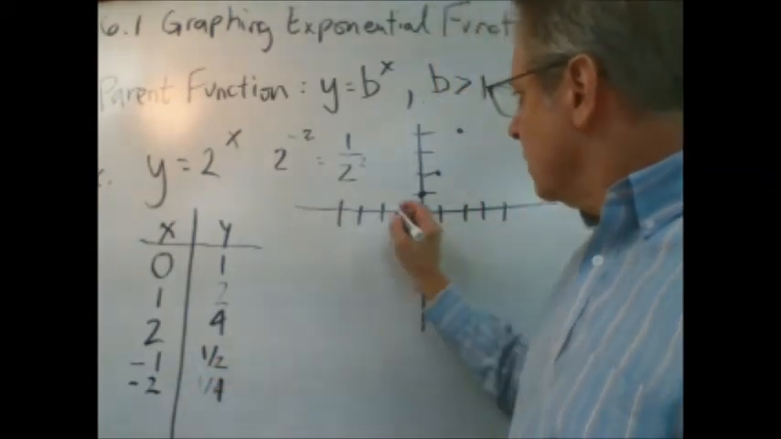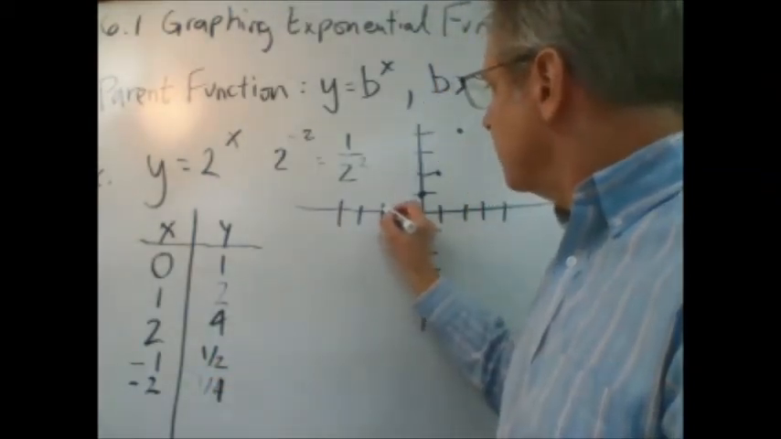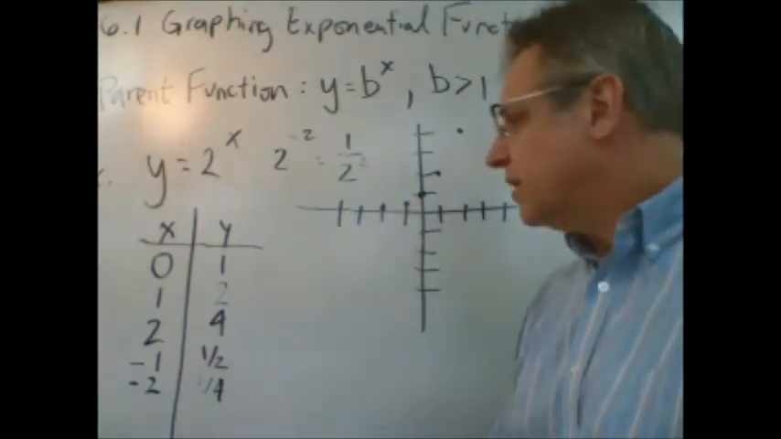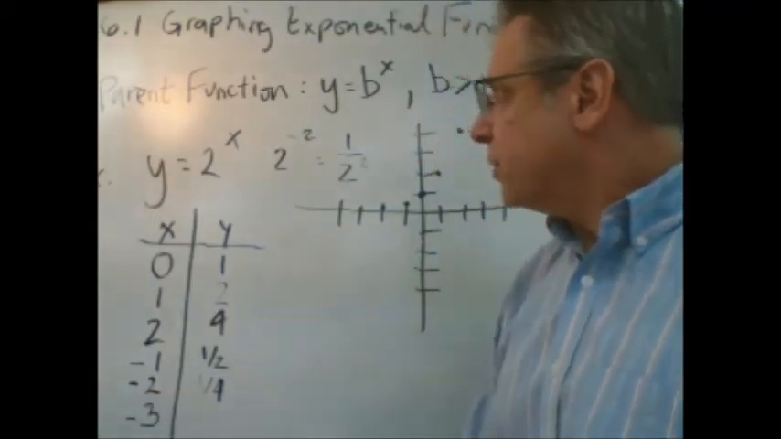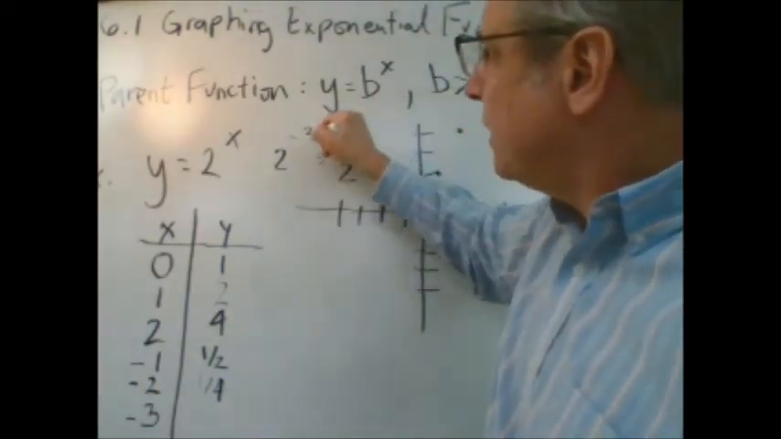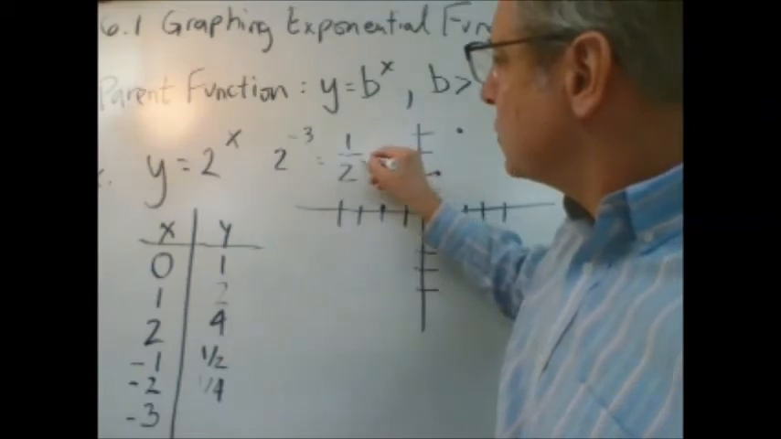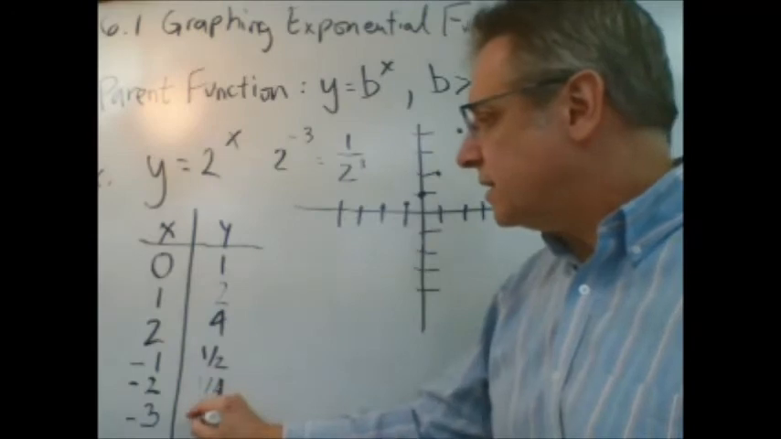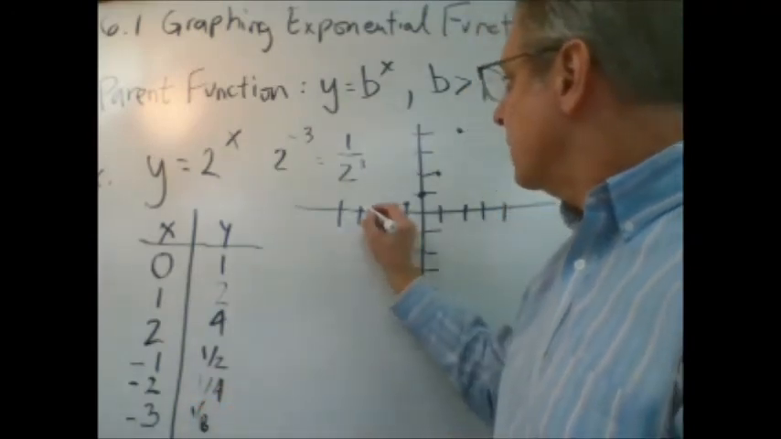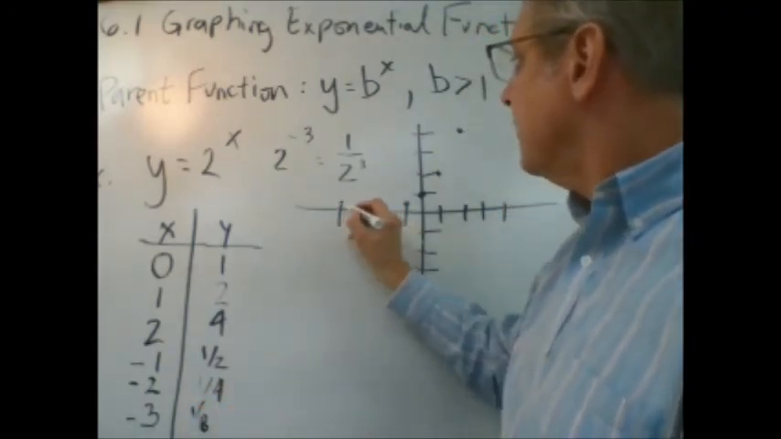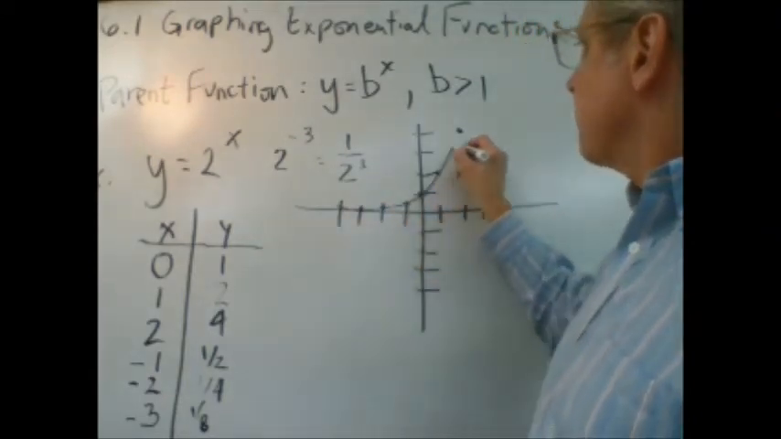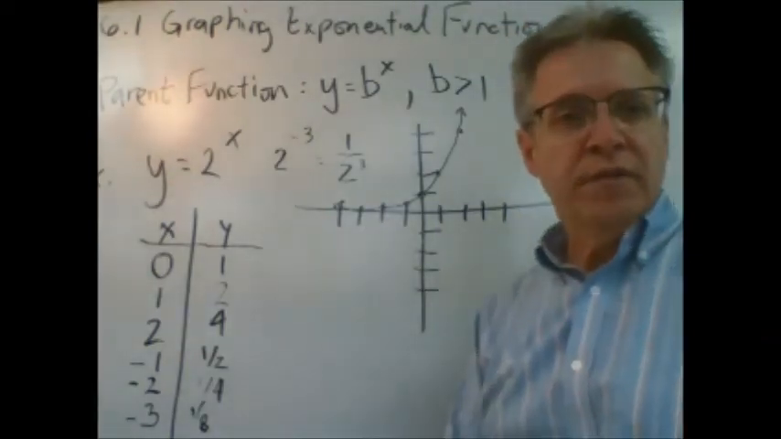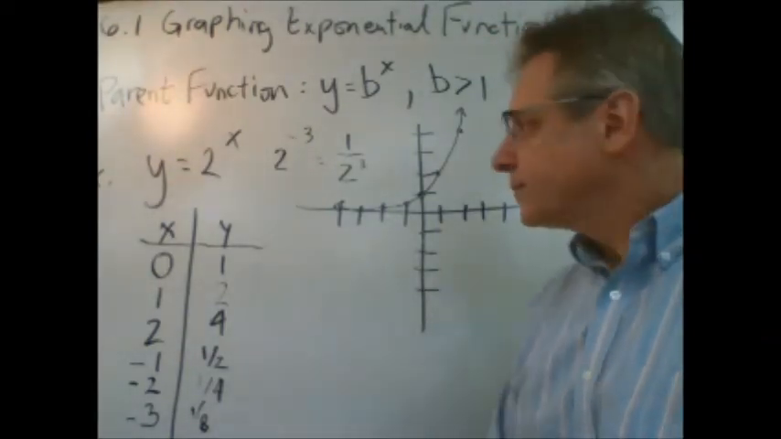And so we appear to be getting closer and closer to the x-axis as we go more negative with the x values. And finally, negative 3, if I put a negative 3 in here, this just becomes 2 to the third power in the denominator, or 1 over 8. And we are getting closer and closer to the x-axis. So if we connect all of these points with a nice smooth line, we'll see that we have the function y equals 2 to the x.